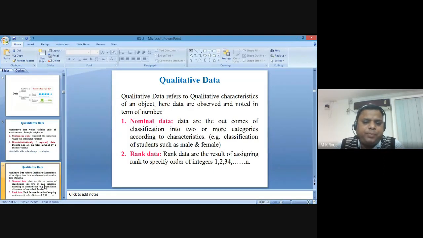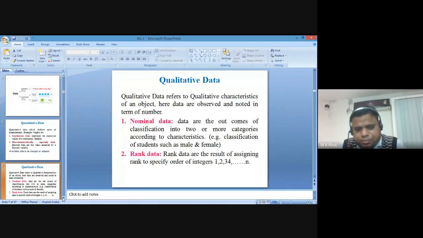In this regard, for example, they will rank starting from 1: he observed the cloth, rank number 2, he observed FMCG products, rank number 3, he observed the toy stores, rank number 4, he observed the grocery items. In this regard, you can assign different ranks to specify the order of integers to present the particular data in a qualitative manner.